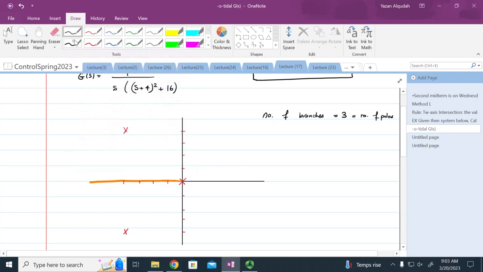Okay. How many asymptotes are we going to have? 2? 3. It so happens that this is going to end at infinity, but this is an asymptote. The number of asymptotes is going to equal the number of finite poles minus the number of finite zeros. We have 3 poles, no zeros, therefore the number of asymptotes is going to equal 3.